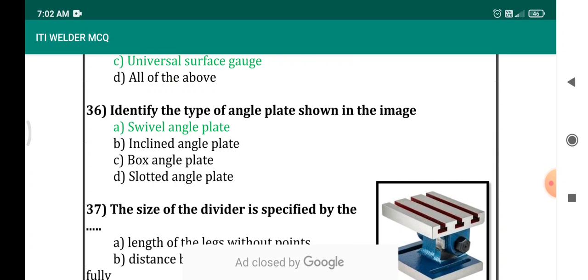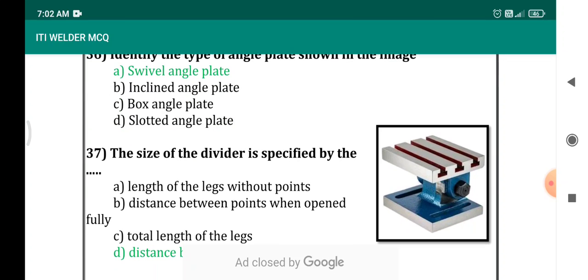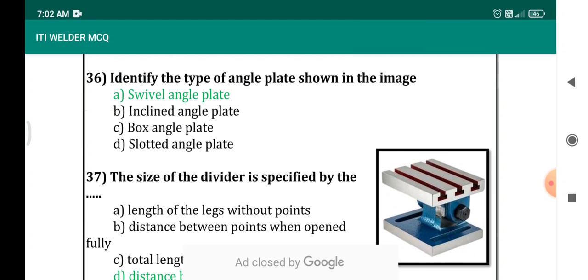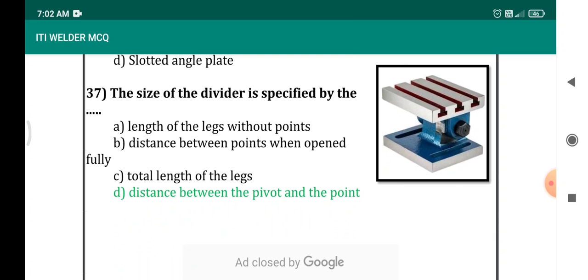Identify the type of angle plate shown in this figure. So we can swivel this angle plate. They have provided a bottom screw on this, so it's a swivel angle plate. The size of the divider is specified by the distance between the pivot and the point.